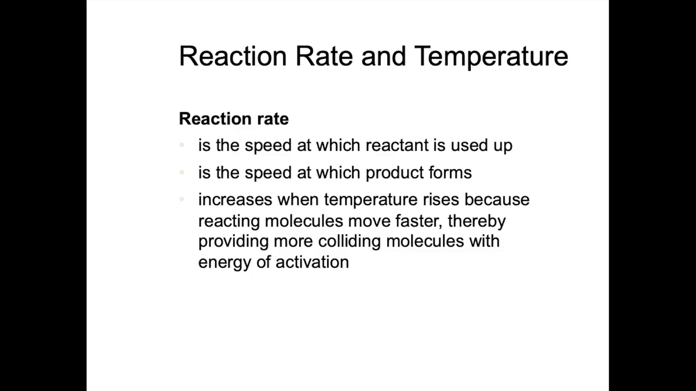Okay, so we're going to measure the speed of a reaction typically by looking at the amount of product generated per unit time. How much product do we make in a given amount of time, let's say per second or per minute? You can also measure the reaction rate by looking at the speed at which a reactant is used up. That's also another common way to do it.